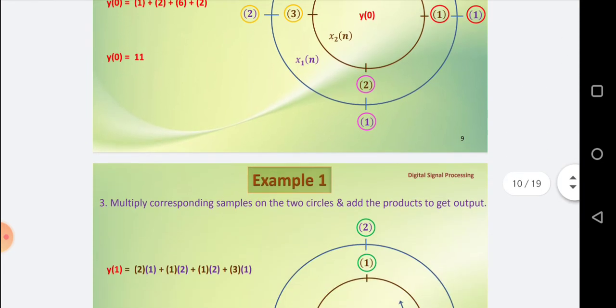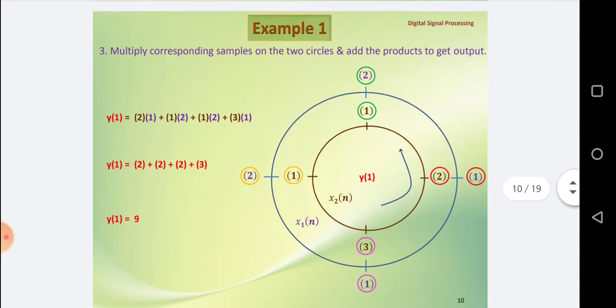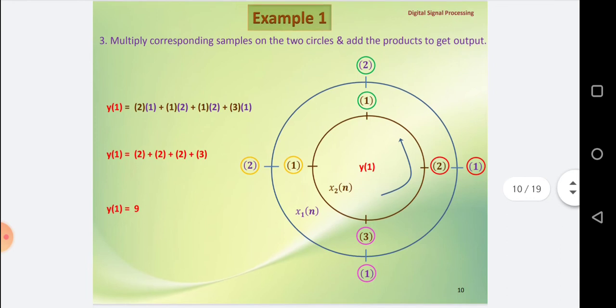Now for the next step, what we have to do: rotate the inner circle by one step in counterclockwise direction. So rotating by one step, what we will get? Value 1 will move by one step in anti-clockwise direction. So finally multiplying corresponding pairs, we get 2 into 1 plus 1 into 2 plus 1 into 2 plus 3 into 1. So y of 1 equal to 2 plus 2 plus 2 plus 3, that is equal to 9.